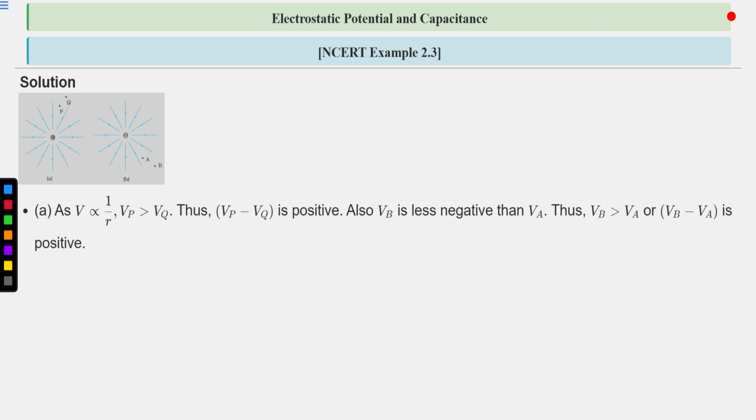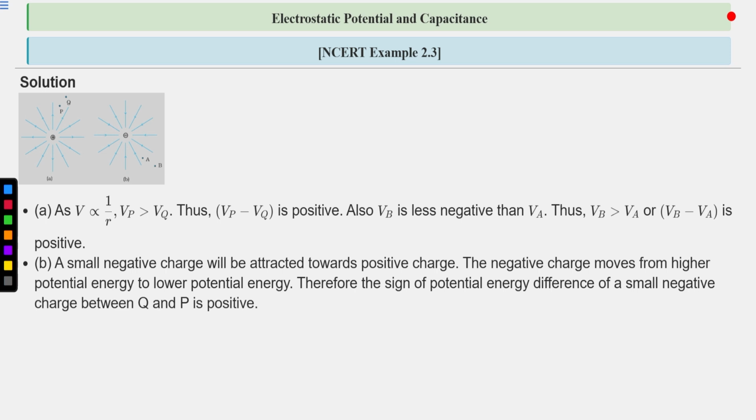Now, second part. What was the second part? Give the sign of potential energy difference of a small negative charge between the points Q and P and A and B. Now, a small negative charge will be attracted towards a positive charge. Now, we are using the test charge as a small negative charge. If we place a negative charge at Q, this positive charge will attract it.